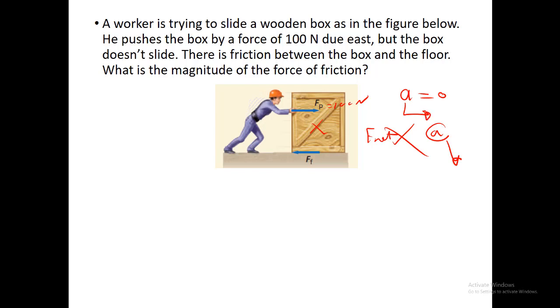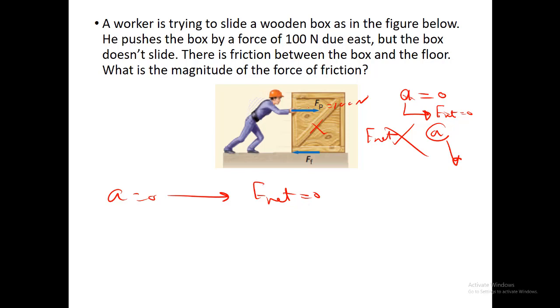Remember the statement that I asked you to memorize. Acceleration equals zero, the net force equals zero. They live together and they die together. An object is standing still, so there is no other solution except that the acceleration equals zero. A equals zero means F net equals zero. And we will start from that.